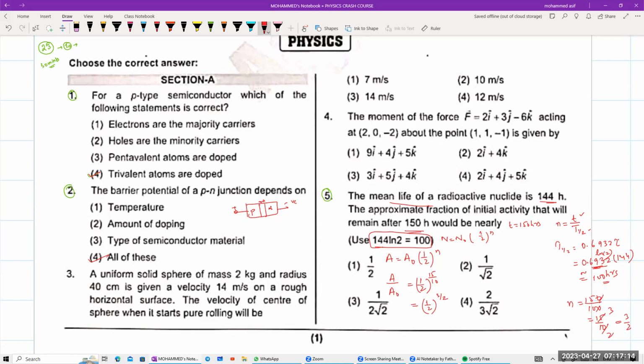How much is coming? Quickly. Done. The third option is coming. 1 by 2 root 2, obviously. This is 1 by 2 into root 2. Done. Has it come, beta? Okay, very good. Third option.